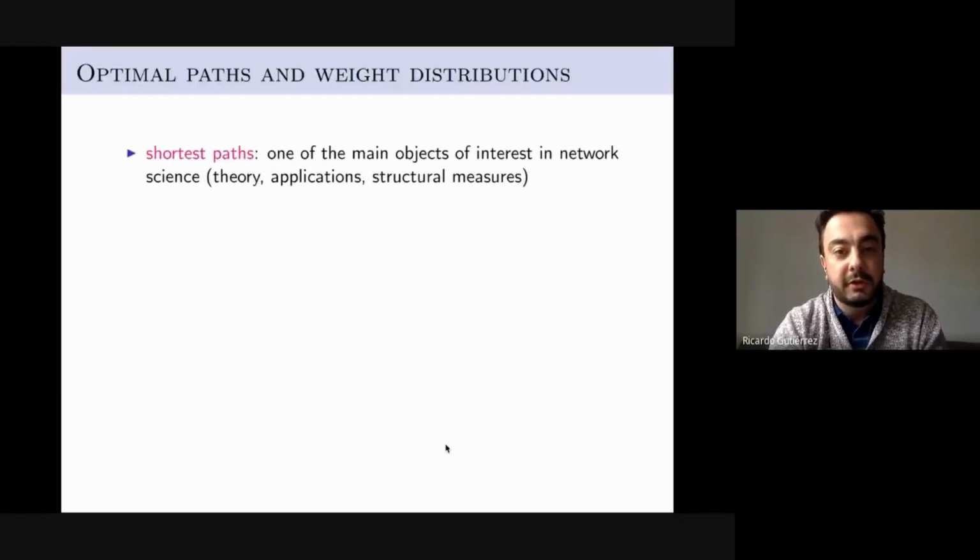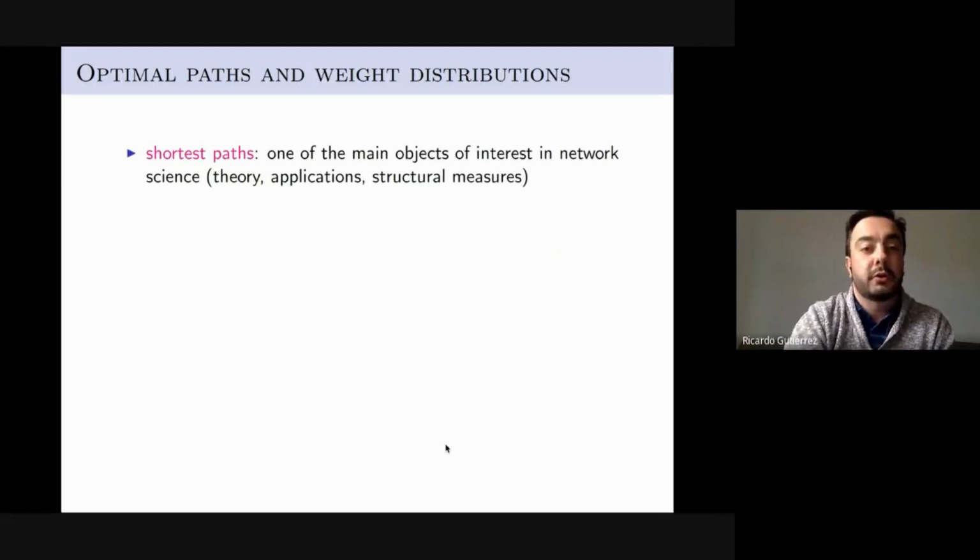So the motivation is that we want to study shortest paths because they are one of the main objects of interest in network science. They are very important in theory, they are very important in applications, and also there are many measures that are based on them. For example, the closeness, the efficiency, the betweenness centrality, several measures that are used to quantify properties of different nodes in a network are based on how many shortest paths go across them and so on.